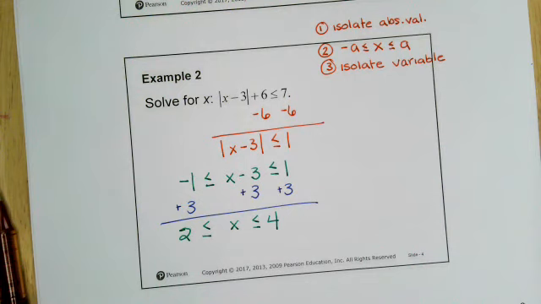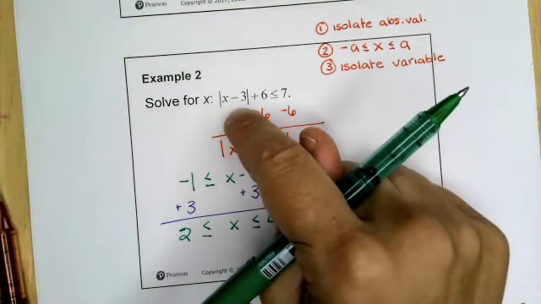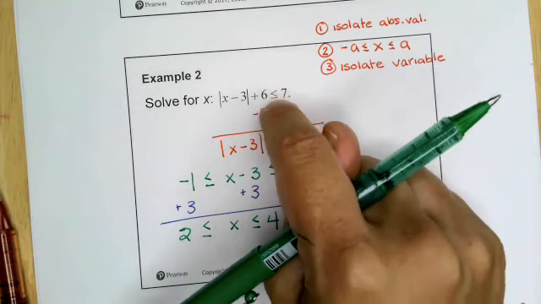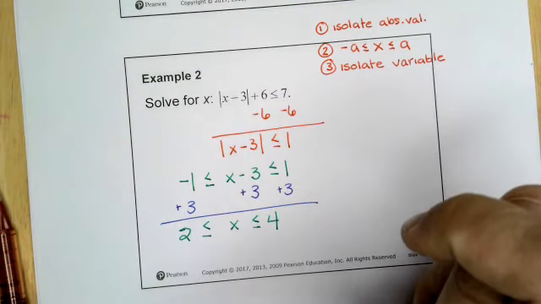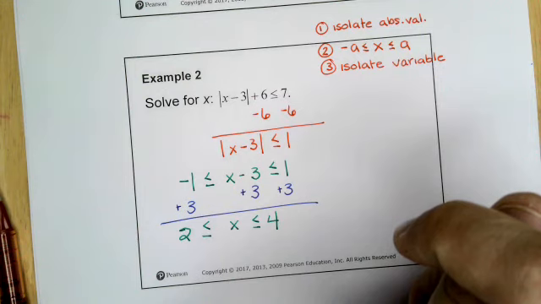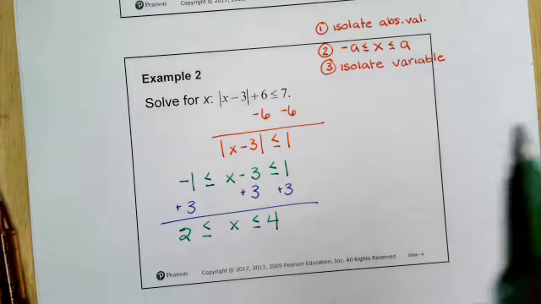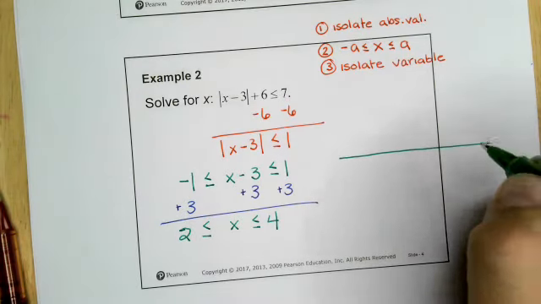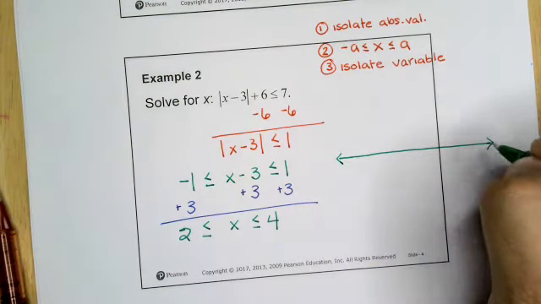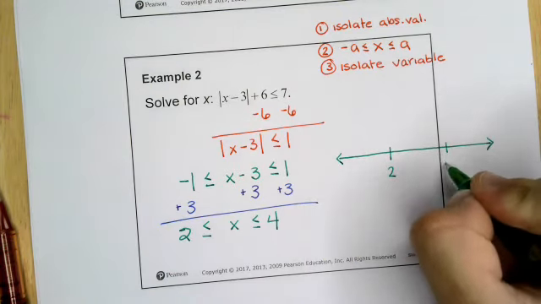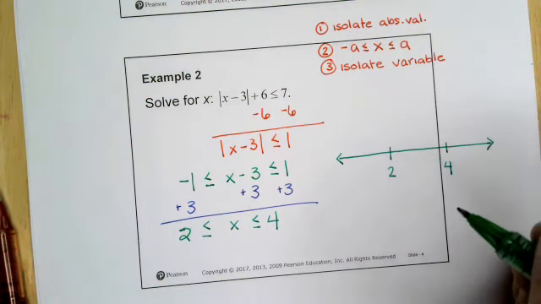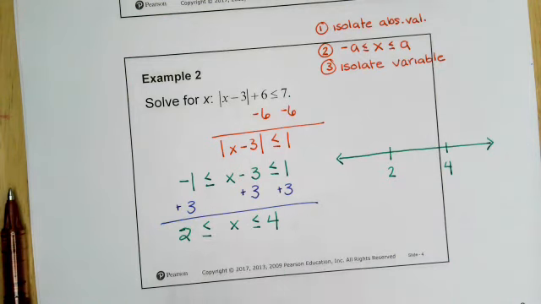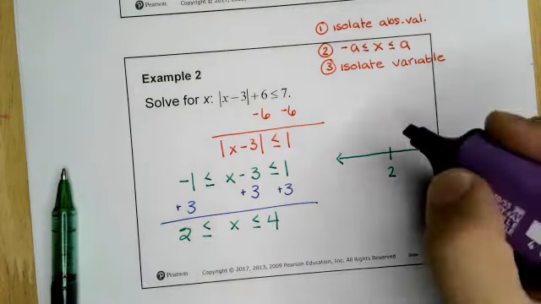So like 3. 3 minus 3 is 0. The absolute value of 0 is 0. 0 plus 6 is less than or equal to 7. Yes. All right. So now I can graph it. Here we have 2. Here we have 4. And it's going to be everything between, anything greater than 2, anything less than 4, right? Including.